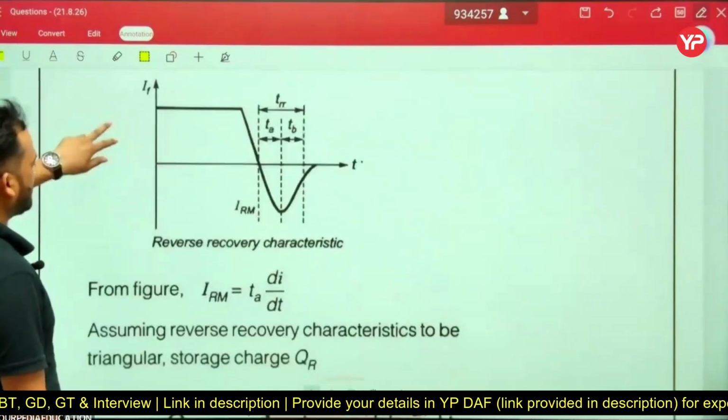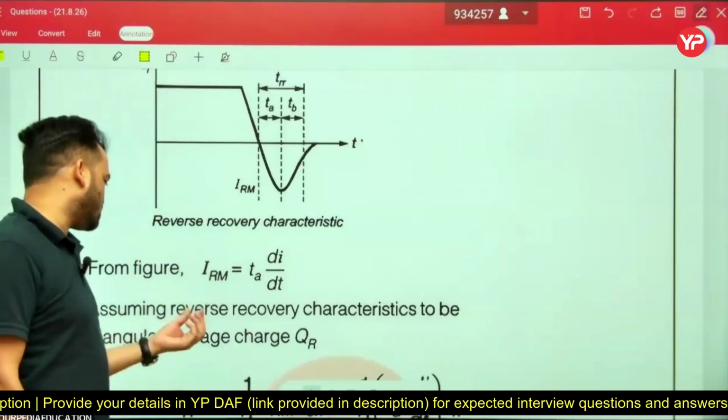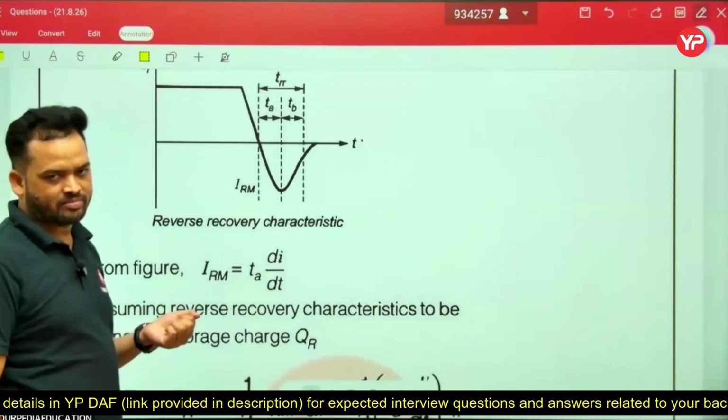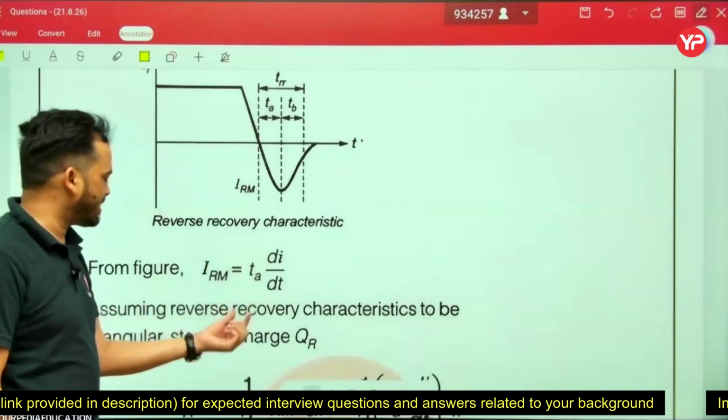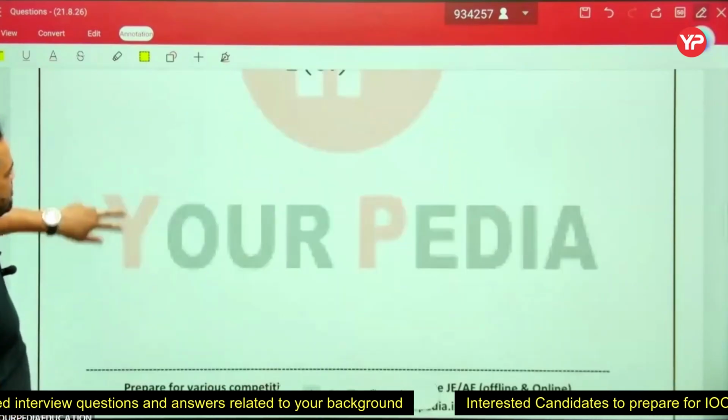And this is the reverse recovery characteristics of the power diode. And here we also find the value of IRR. Okay, IRR equals TA di by dt. Okay, next, this is the final formula.